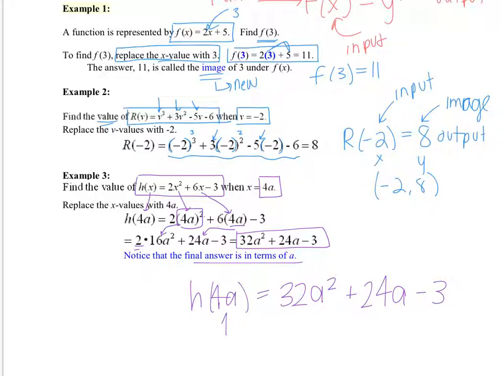Okay, so again, the input was the 4a, and the output was this equation in terms of a.